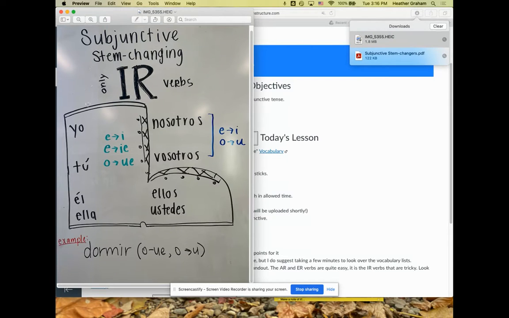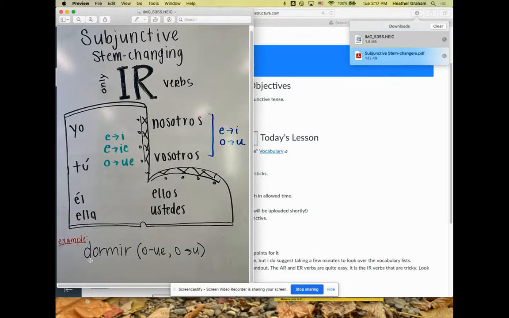Okay, so here's our boot, and the ones we just practiced, E to IE, O to UE. But if it is a subjunctive stem changing verb and it's IR, only IR, it will do both a stem change inside the boot, the regular one, and it will do a different stem change outside the boot. The only two stem changes that can happen outside the boot are E to I and O to U.